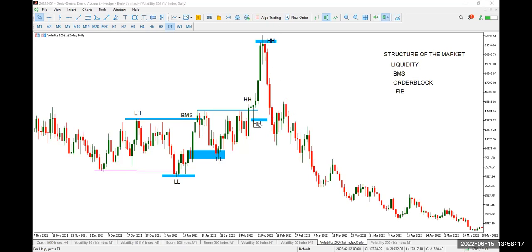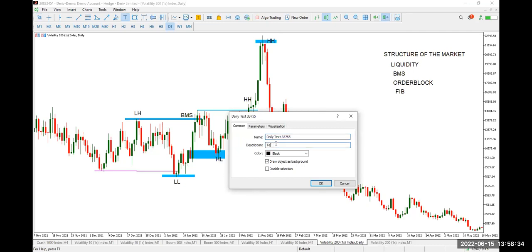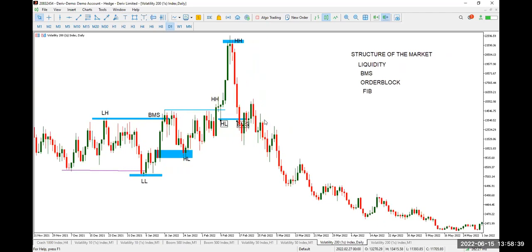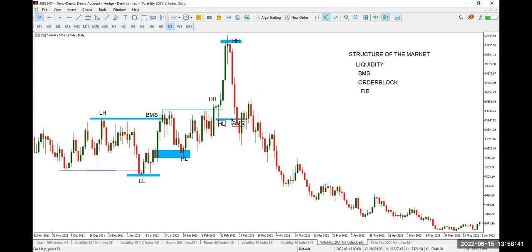From this higher high, the market came down and broke structure here. See, they broke this higher low here. This higher low was broken. There's a BMS here, a break of structure. So the market broke structure here.